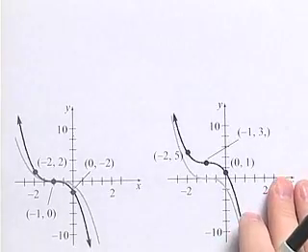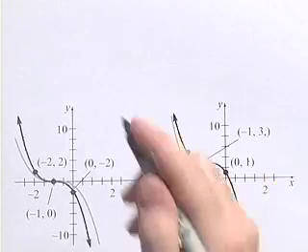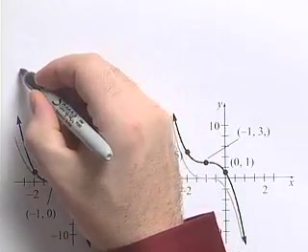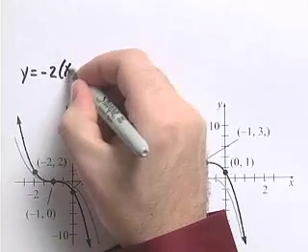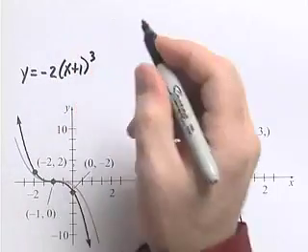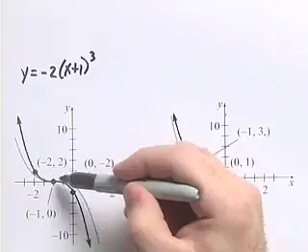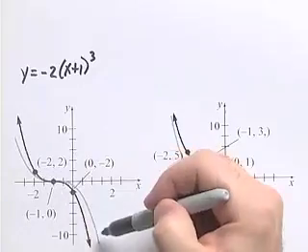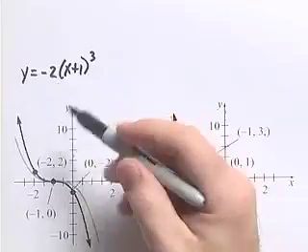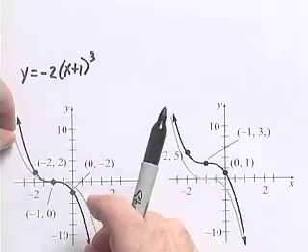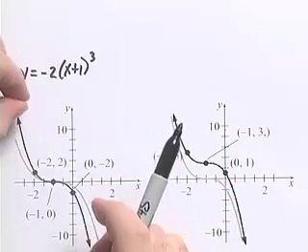Our next step is to multiply by 2. That's going to be a vertical stretch by a factor of 2. And that will give us the graph of y equals -2 times x plus 1 quantity cubed. And the shaded graph represents our previous graph. And we can see what happens after we do the transformation. This vertical stretch basically grabs the ends of the graph and pulls it up, so we get this kind of stretching here.